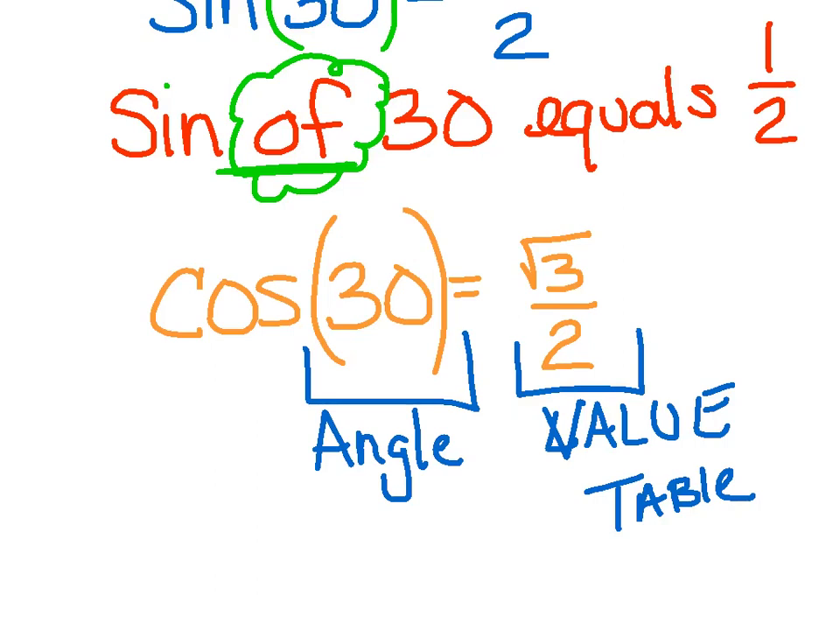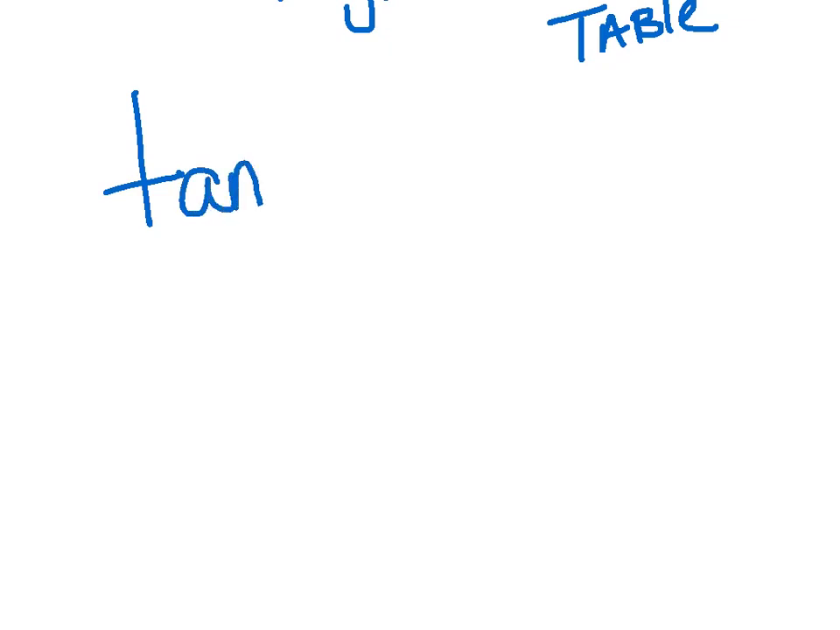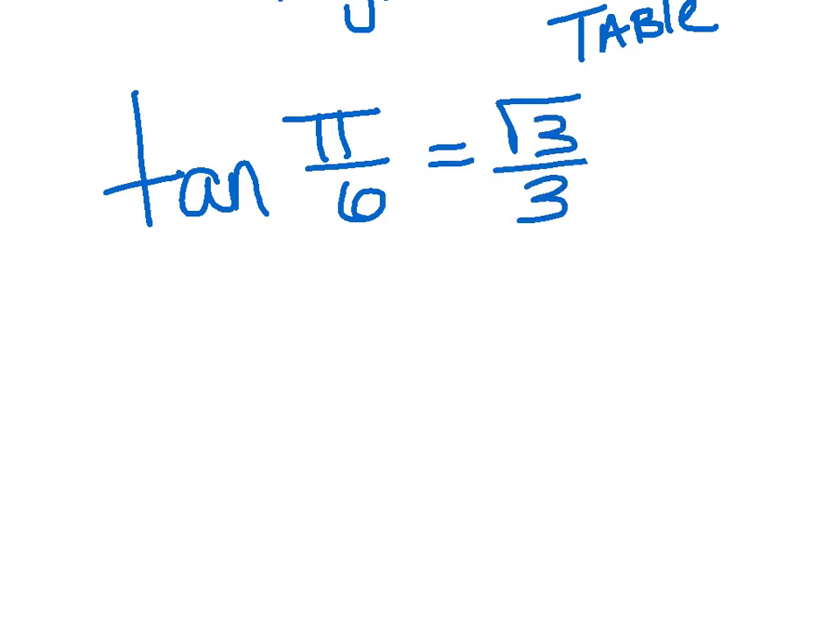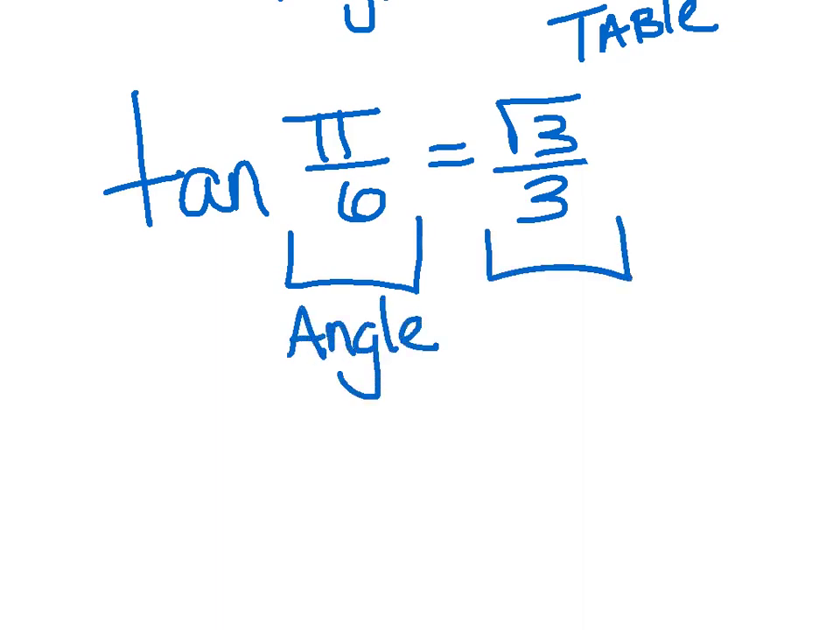But you should always be taking the sine or cosine or tangent of an angle, okay, and it's equal to the value. So if I said the tangent of pi/6 equals radical 3/3. So I just want to be clear again. Pi/6, and let's just box it and underline it, represents the angle. Radical 3/3 represents the value.